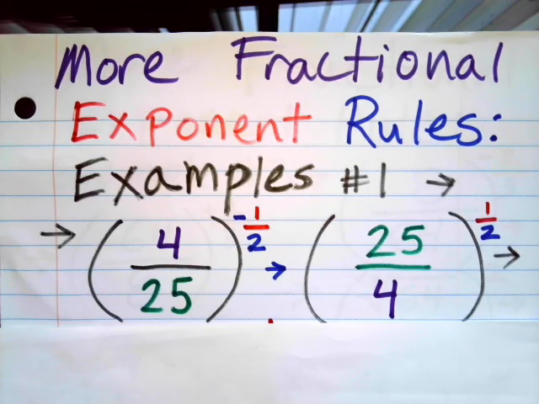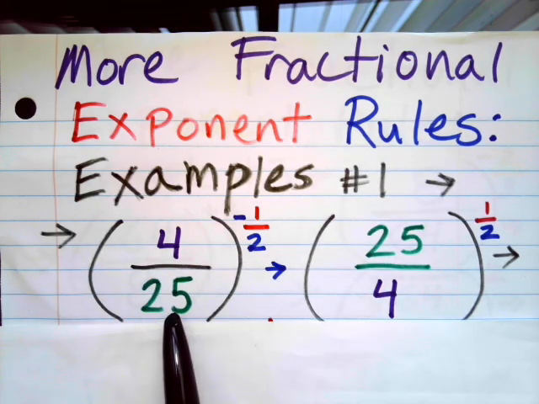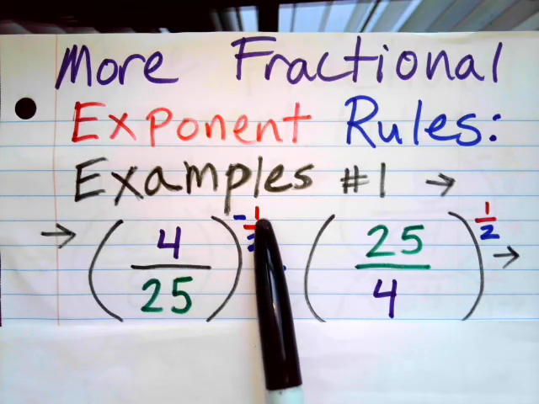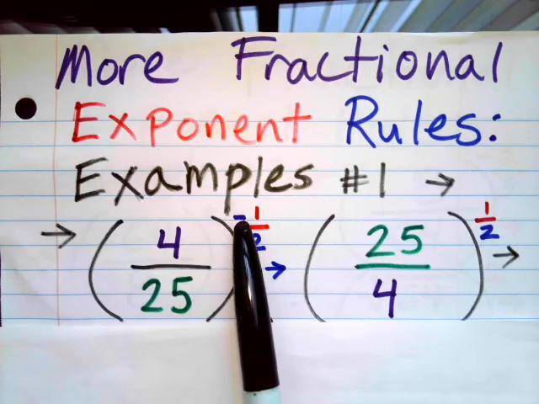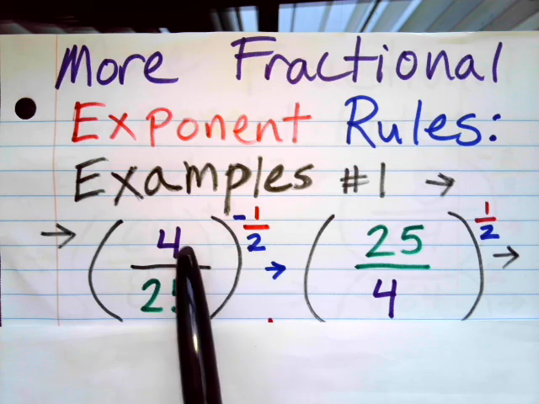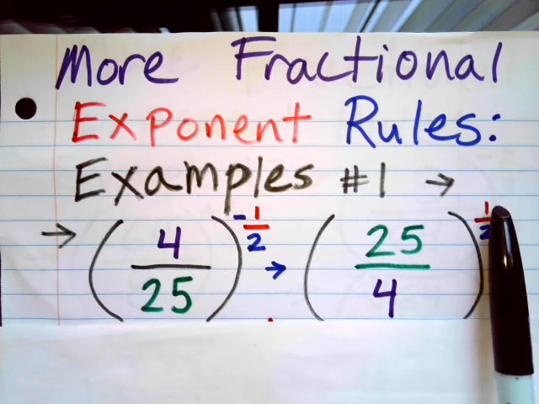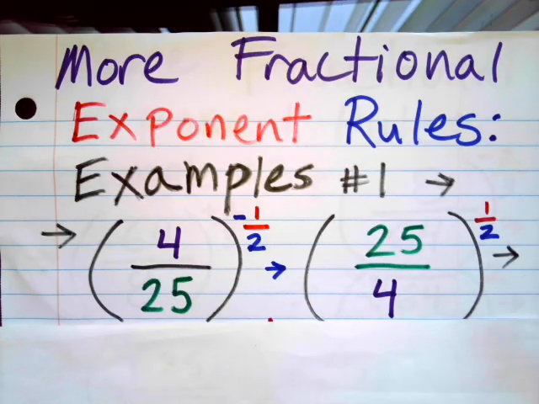I'd like to talk more about fractional exponent rules, and I'm just going to dive right into it. This is part two, continuing from the part one video. In example number one, we have 4/5 in parentheses raised to the power of negative 1/2. If you remember the rules for negative exponents, we flip the fraction. In the next step, I'm showing you 25 is on the top and 4 is now in the denominator, making this a positive 1/2 exponential power.